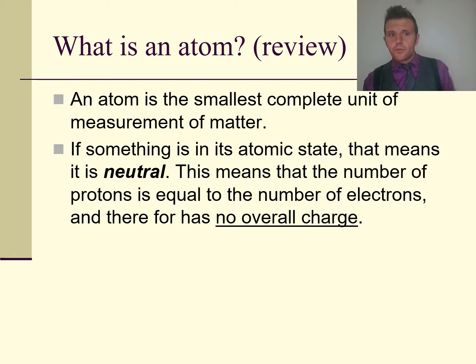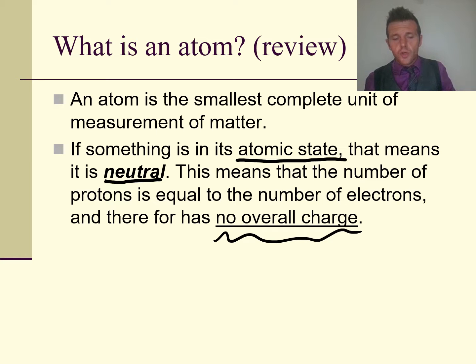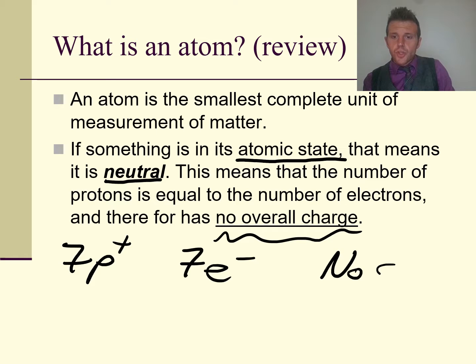This should be a bit of a review. Just remember that the atom is the smallest complete unit of measurement of matter. What's most important is whenever you see the phrase atomic state, or if the question ever tells you that this is an atom, what that really means is that it's neutral in charge, and that just means there's no overall charge. So for example, I would have equal number of protons and electrons. So if I have 7 protons and 7 electrons, that means there is no charge.